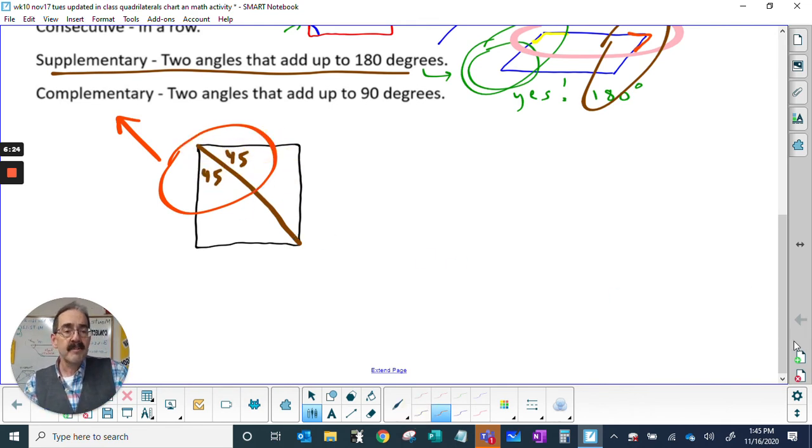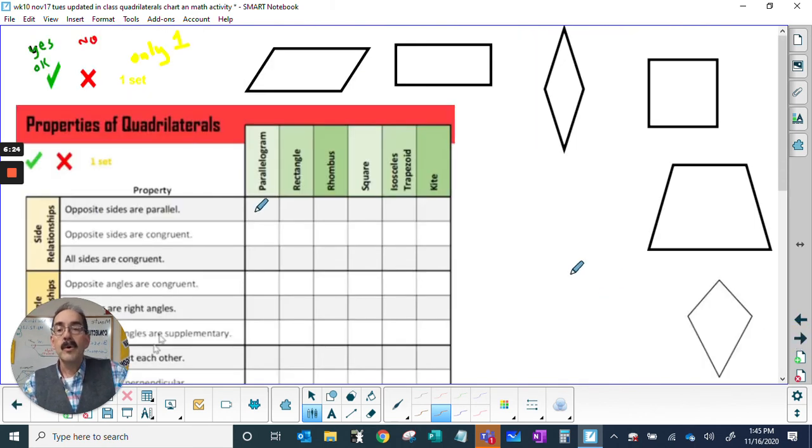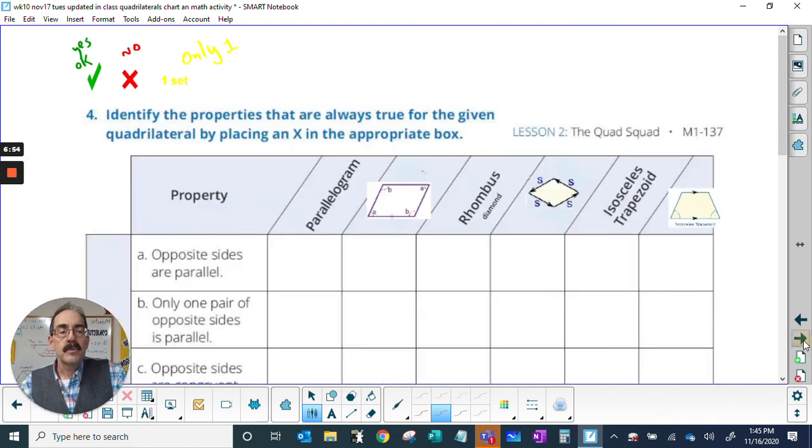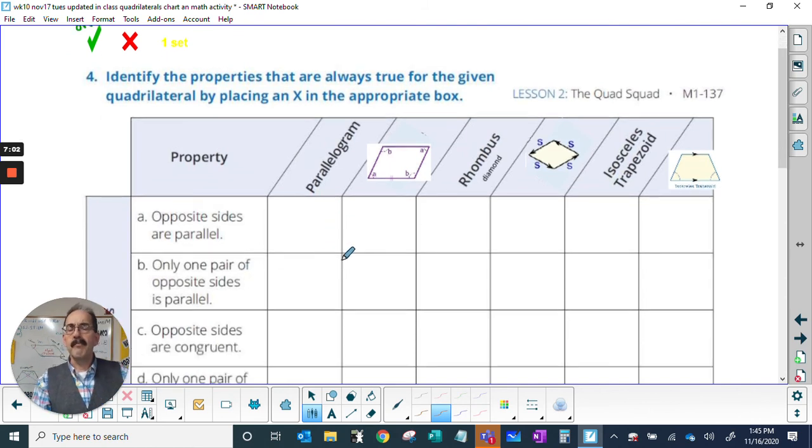The assignment for today, we are going to actually look at each shape: the parallelogram, the rectangle, the rhombus, the square, the isosceles trapezoid, and the kite, and answer some questions. Our actual document that we're going to use is right here. You'll see it when you open up your homework. So let's get started and do a couple minutes, and then I'll make another video because that's what we talked about in class.